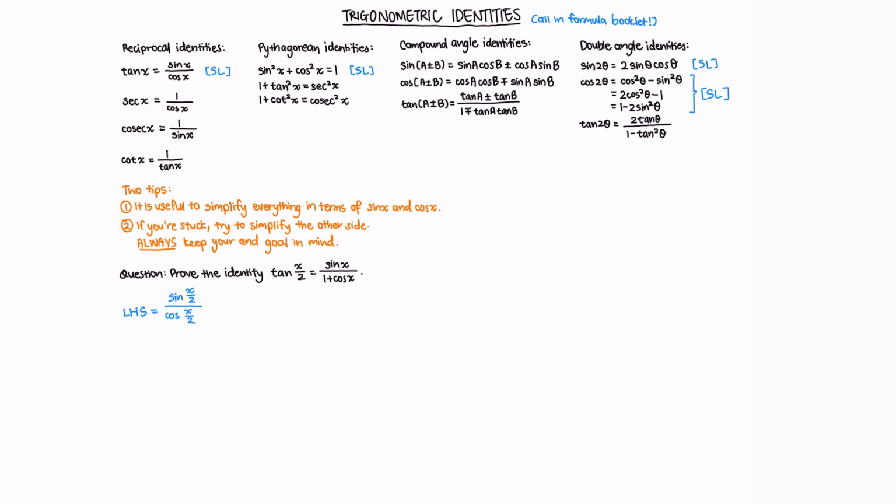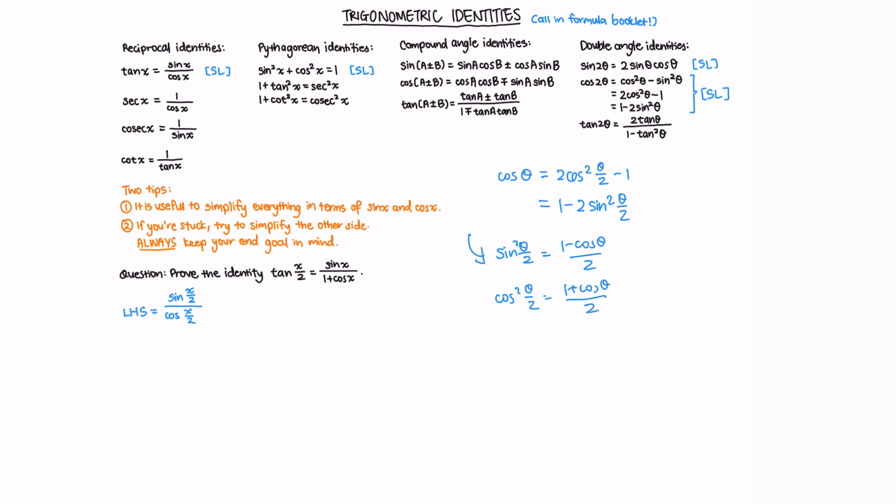So actually, we can use the double angle identity somehow. If we replace 2 theta with theta over here, cosine theta will equal 2 cosine square theta over 2 minus 1, and will also equal 1 minus 2 sine square theta over 2. In this case, I can convert: sine square theta over 2 equals 1 minus cosine theta over 2, and cosine square theta over 2 equals 1 plus cosine theta over 2.